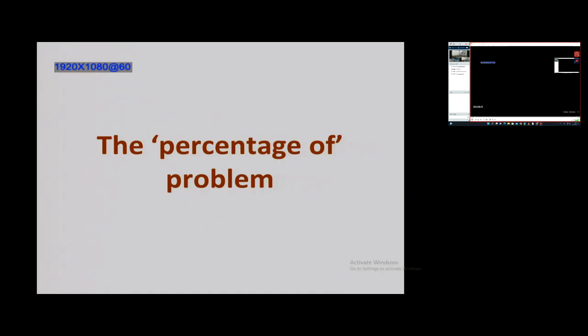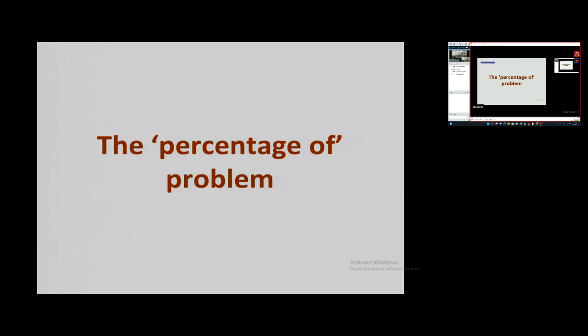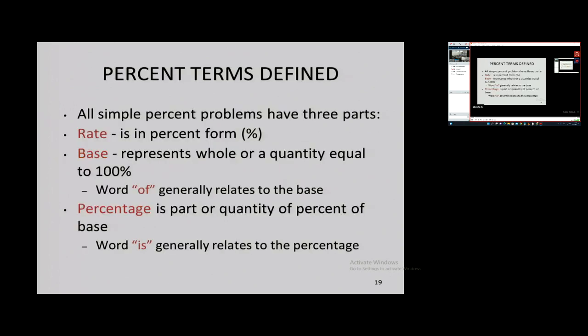Now, percentage problem is different from this one. For percentage of, because in percentage problem, we're only dealing with 2 values. But for this problem, we're going to deal with 3 values. Okay? Can you please copy this first? We're going to deal with rate, base, and percentage. Copy this first.